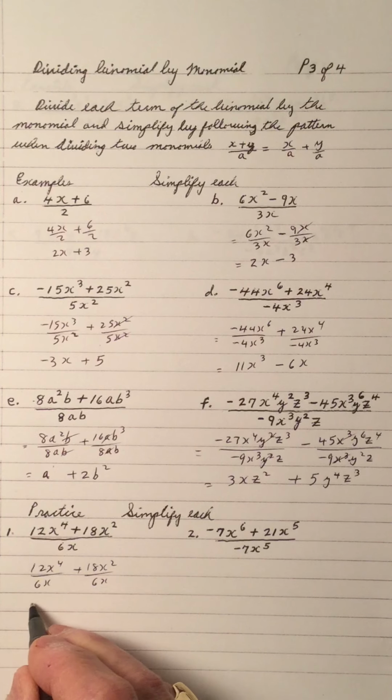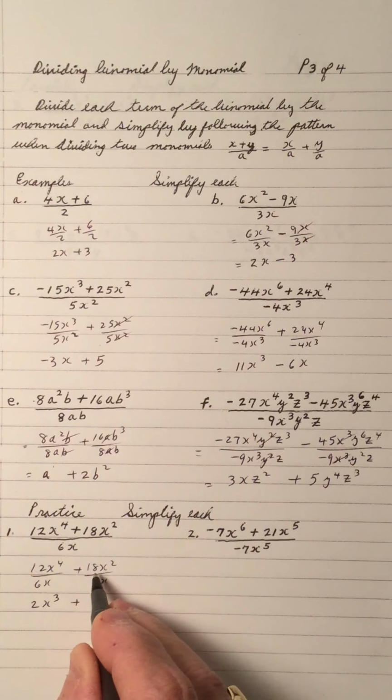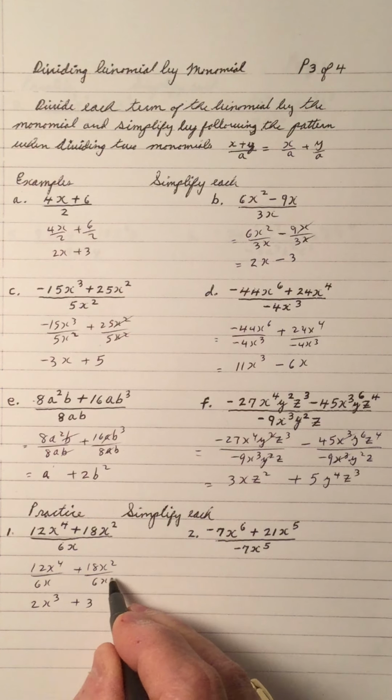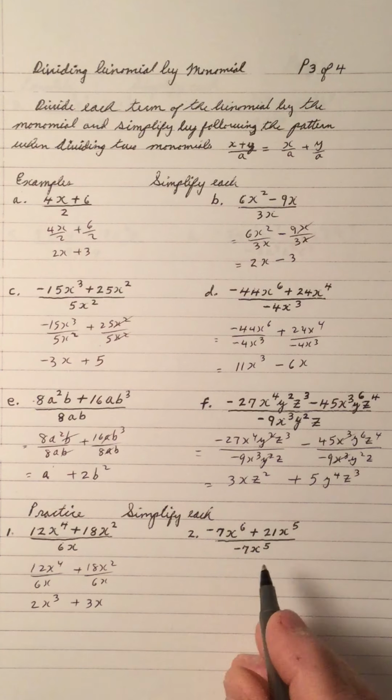When I do, I get 12 divided by 6 is 2. 4 subtract 1 is 3. So 18 divided by 6 is 3. And 2 subtract 1 is 1. You put the 1 in if you wish.